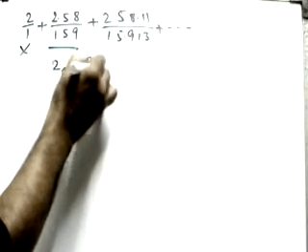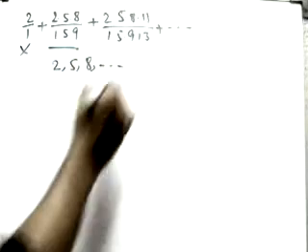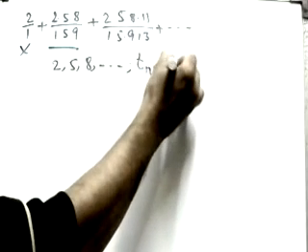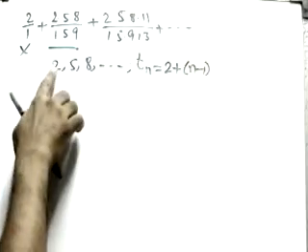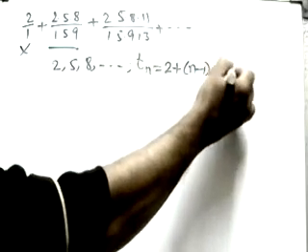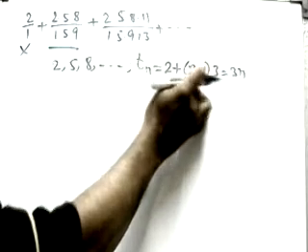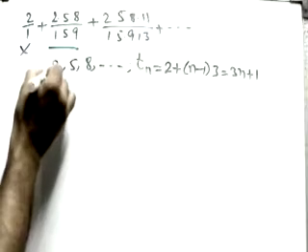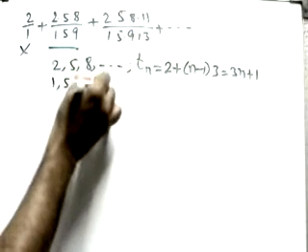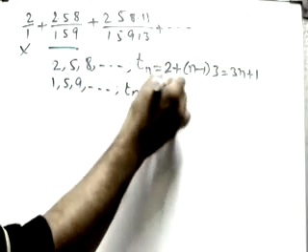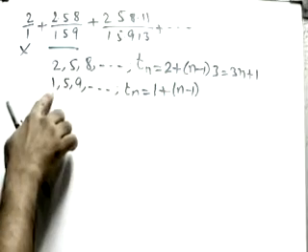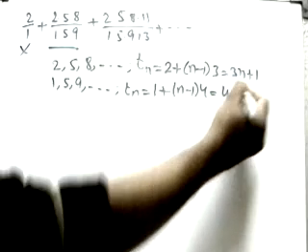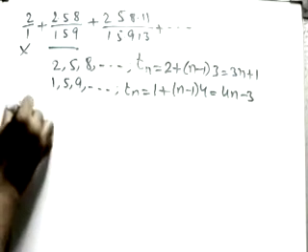First, what will be here: 2 comma 5 comma 8 and so on. Let us find the nth term of this. What is the formula for the nth term? a plus (n minus 1) into d, where a is 2 and d is the difference, 5 minus 2, which is 3. So 3 into n, 3n, minus 3 plus 2, which gives 3n minus 1. This is the nth term for the numerator. For the denominator, 1 comma 5 comma 9 and so on, the nth term is a plus (n minus 1) d, where a is 1 and d is 5 minus 1, 4. So this will become 4n minus 4 plus 1, which is 4n minus 3.